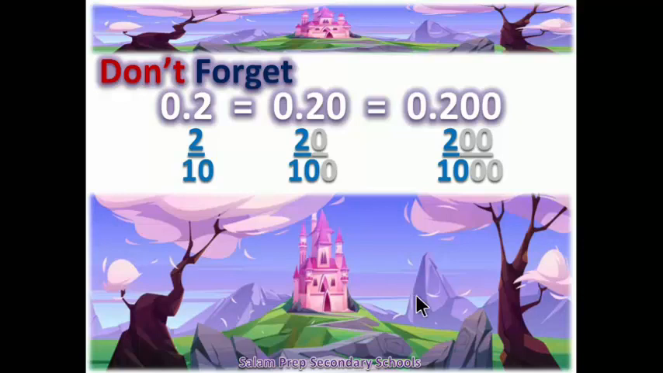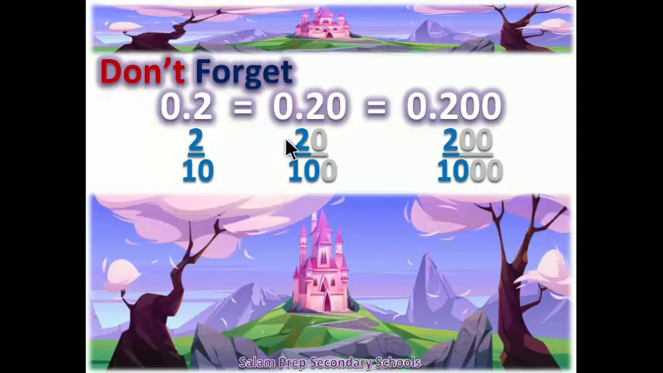Don't forget, 0.2 equals 0.20, equals 0.200, because 0.2 means 2 over 10. 0.20 means 20 over 100. 0.200 means 200 over 1000.